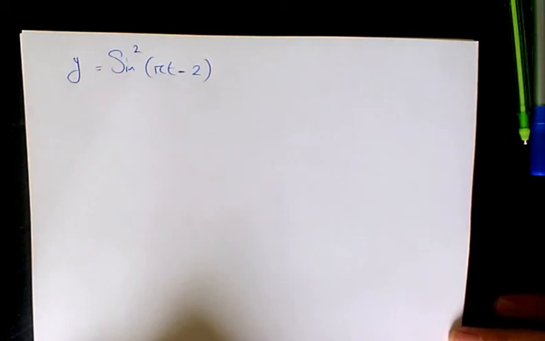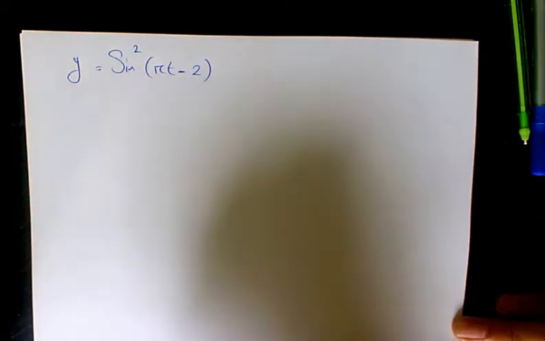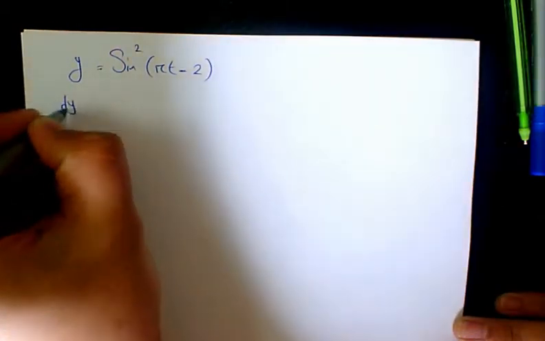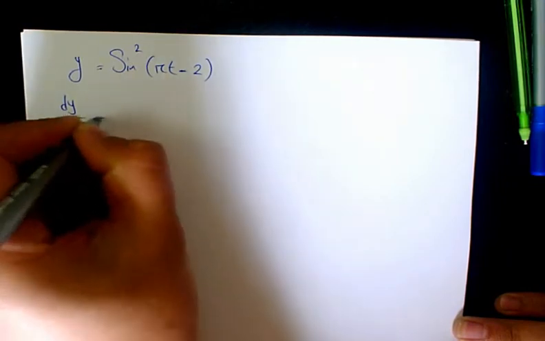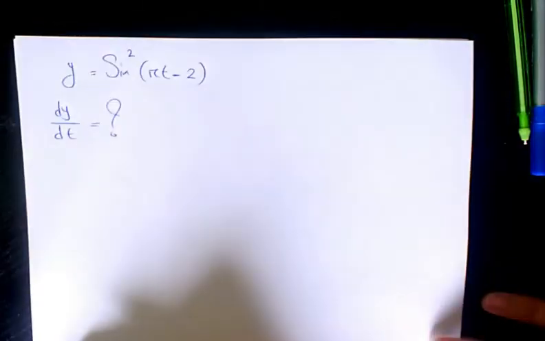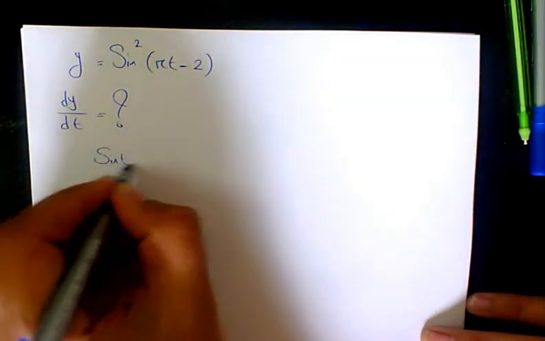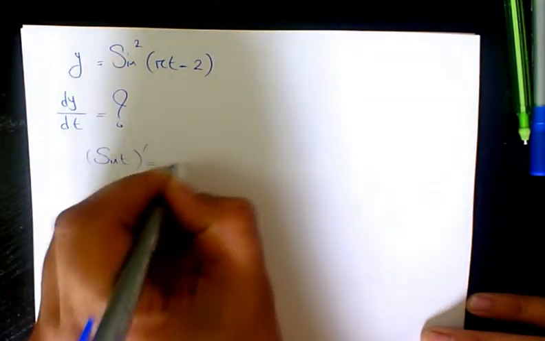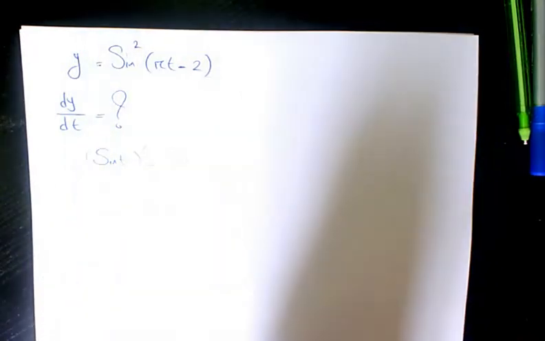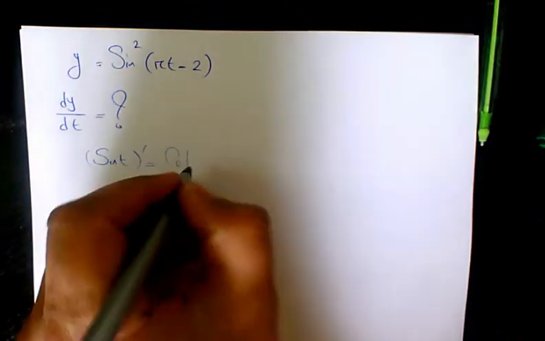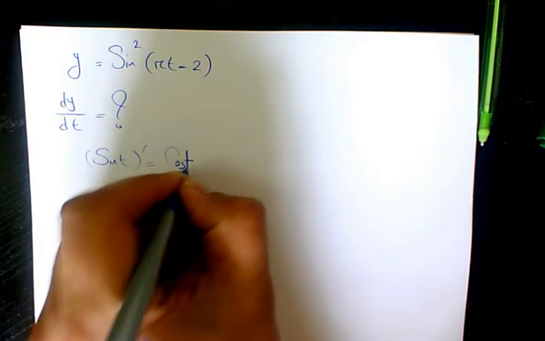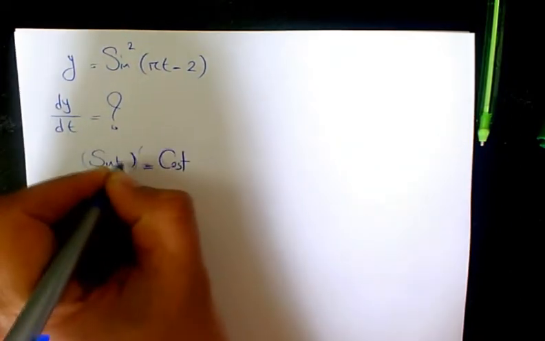Welcome to another video. In this video I want to show you how to find the derivative of y with respect to t. So we need to find dy over dt. We know from before the derivative of sine t is going to be cosine t. My pen just died.